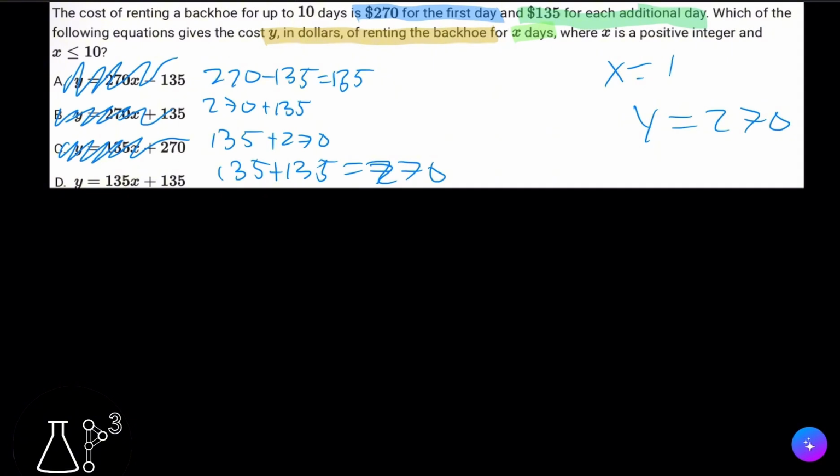And it's also D because we're given that it's 135 more for each additional day. If I make x equals 2, I get 270 plus 135, and 270 is 135 times 2. So there are 2 days, so 135 times 2. For every single additional day, it's 135, and D is the best representation of that. Therefore, my answer is D. This is the last question for today. Thank you for watching.